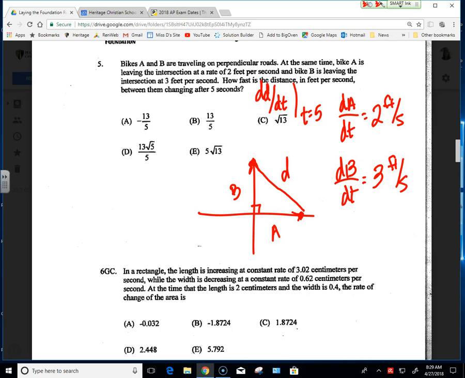Okay, what's the equation that relates a and b and d? Yeah. A squared plus b squared is equal to d squared. If you want to make it c, that's fine, I understand, but I just did d for distance. So then we have our 2a dA/dt.